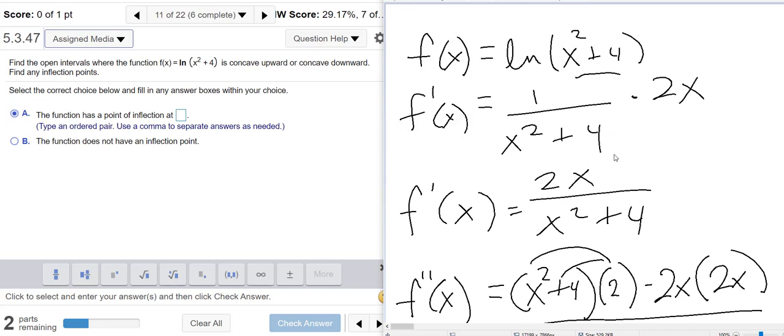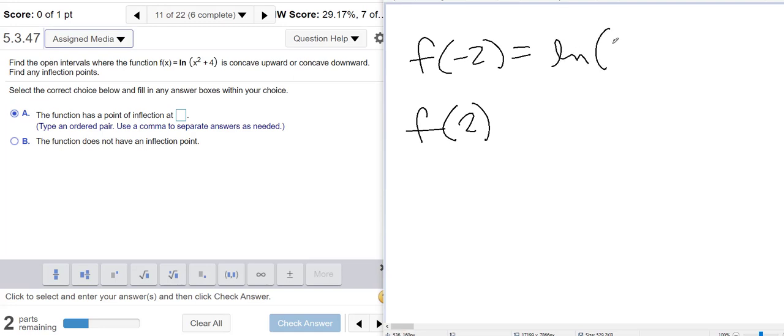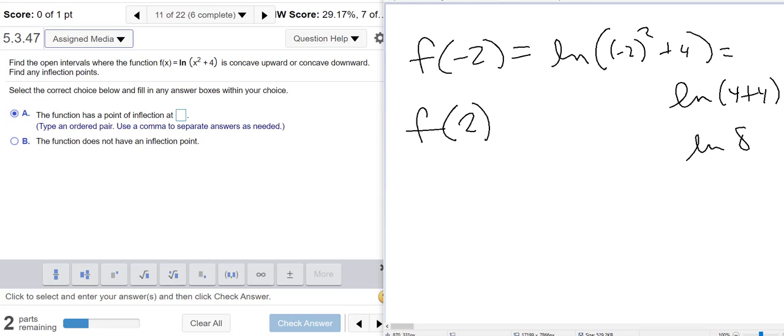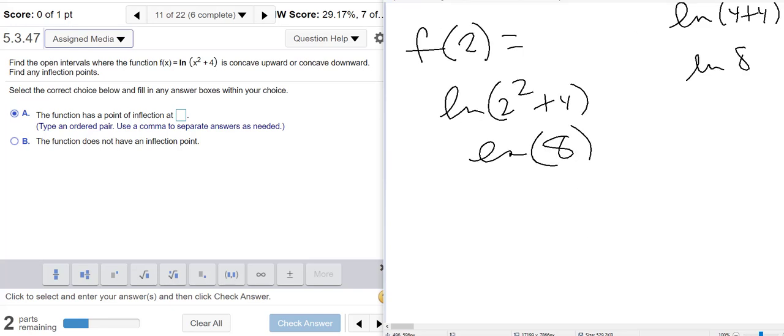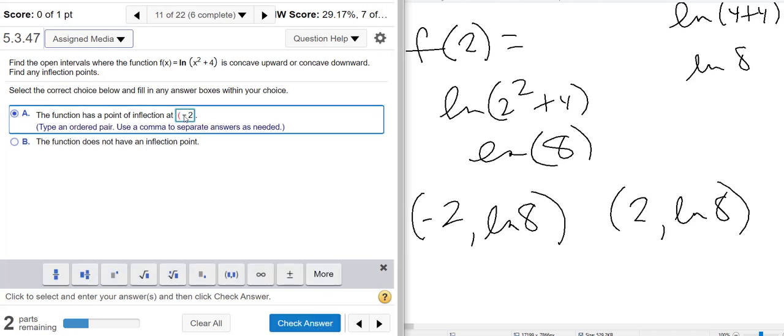The function at negative 2, the function at positive 2. So the natural log of negative 2 squared plus 4 is the natural log of 4 plus 4, the natural log of 8. We're not going to change that to a decimal. We're just going to leave it like that. And because I'm squaring it, the natural log of 2 squared plus 4 is also going to be the natural log of 8. So we got negative 2, natural log of 8, positive 2, natural log of 8. Those are our inflection points, and they want us to put a comma between them. Negative 2, natural log of 8, comma, 2, natural log of 8.